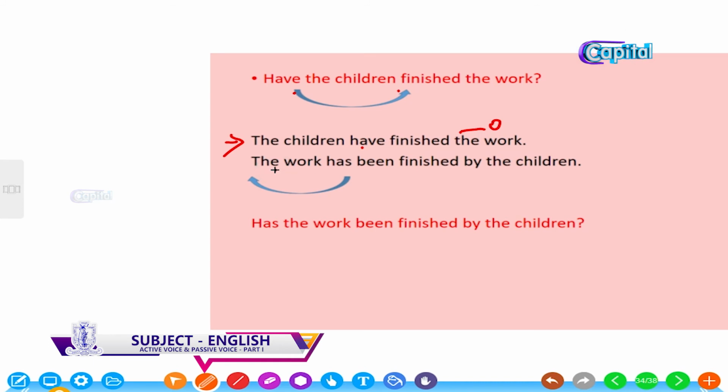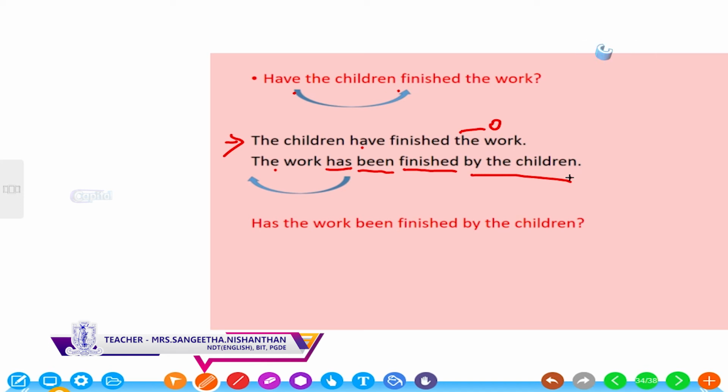Bring the object to the beginning, the work. It is singular. So, for present perfect we should use has been. Already the main verb is in past participle. So, finished, has been finished by the children, by the children. Now, it is in statement word order.